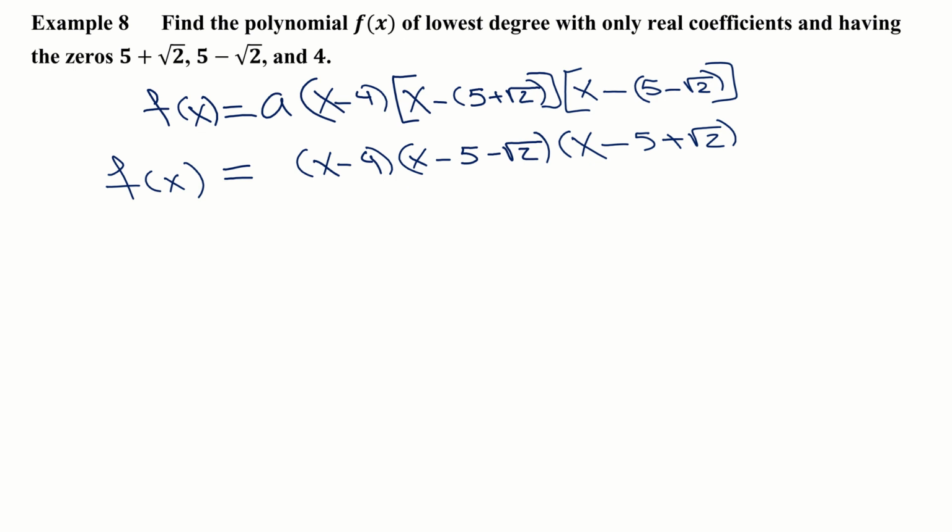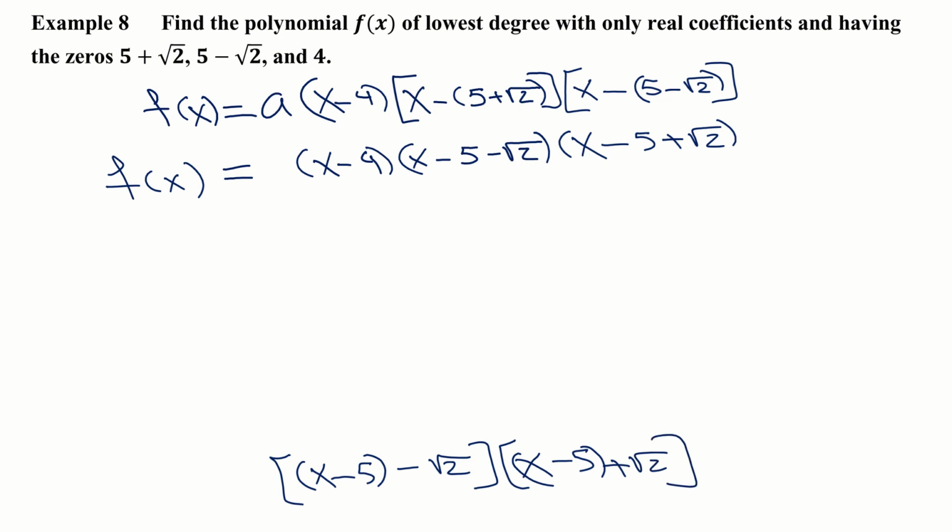So I get f of x is equal to this expression here. Now you can multiply this out rather quickly if you realize something nice, which is you can think of the product of these two expressions like this. You can group x minus 5 together, say x minus 5 minus radical 2 times x minus 5 plus radical 2, right? Now this looks like what? F minus L times F plus L. Remember what that is? That's a difference of squares formula.